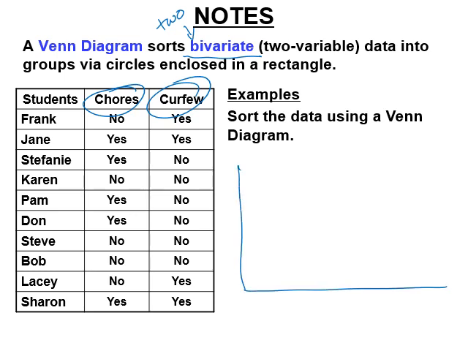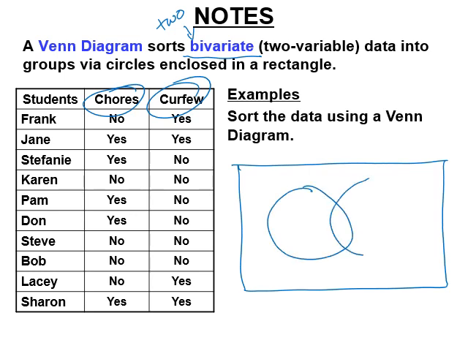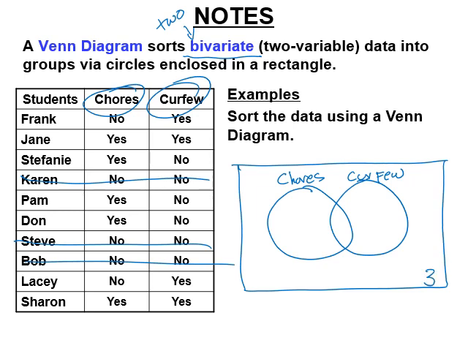So you start with a rectangle, and then you're going to need 2 overlapping circles. And we'll call the one on the left chores, and the white one on the right curfew. You could switch them. And I like to start with the no's, all right? So who had no chores or curfew? So 2 no's: Karen, Steve, and Bob. So there's 3 people who had neither. The neither chores no curfew always goes there.